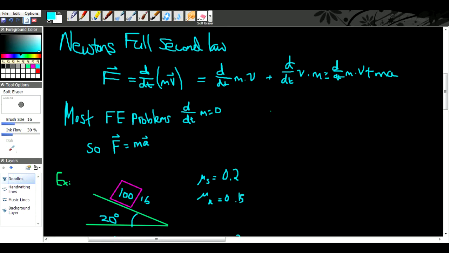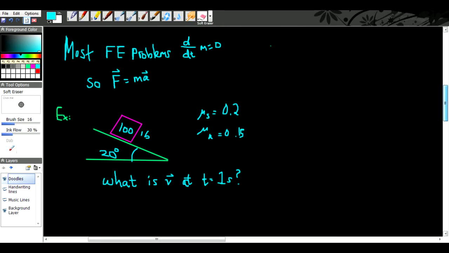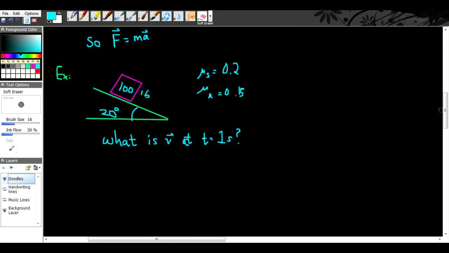Most F equals ma problems won't have a change in mass, so dm/dt equals 0. So we're left with F equals ma, which is what we're used to seeing, and which is what we're going to do in this example problem.